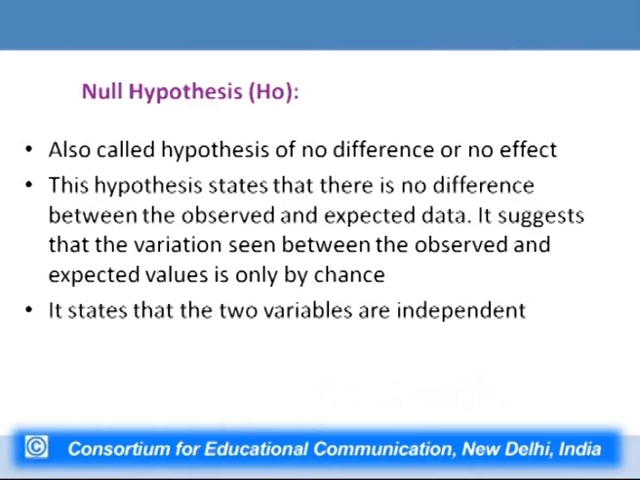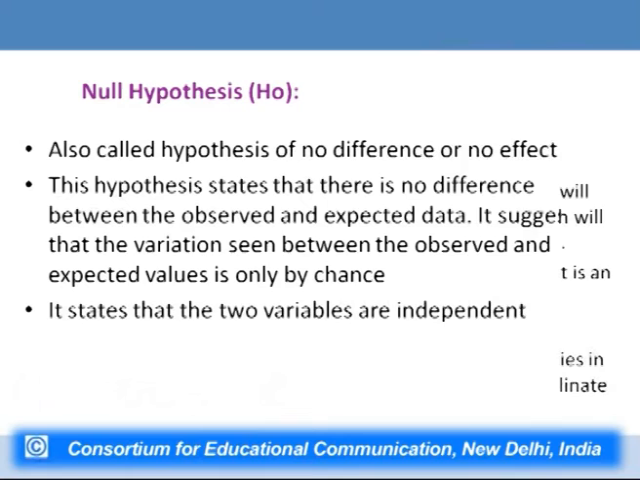Now, the null hypothesis, which is also known as the hypothesis of no difference or no effect, states that there is no difference between the observed and the expected data. It suggests that the variation seen between the observed and expected values is only by chance. In another case, it states that the two variables are independent when we are testing two variables and using chi-square analysis for that.